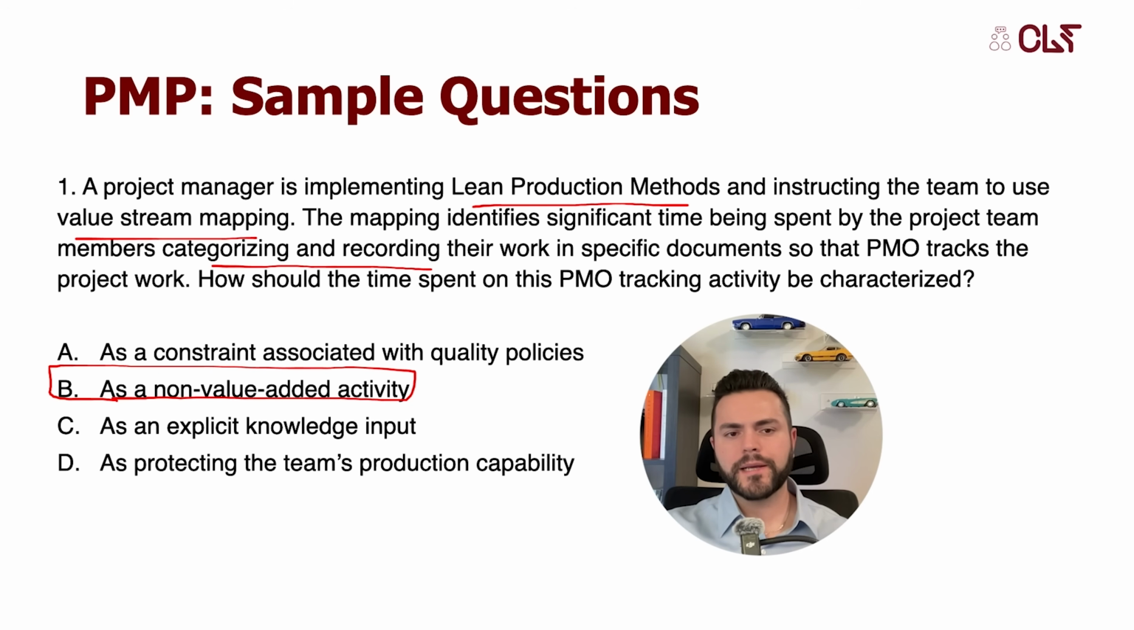All right, now let's practice some practical questions on the project work performance domain to consolidate our learning gains. Question 1. A project manager is implementing lean production methods, so I underline keywords, and instructing the team to use value stream mapping. The mapping identifies significant time being spent by the project team members categorizing and recording their work in a specific document so that the PMO tracks the project work. How should the time spent on this PMO tracking activity be characterized?